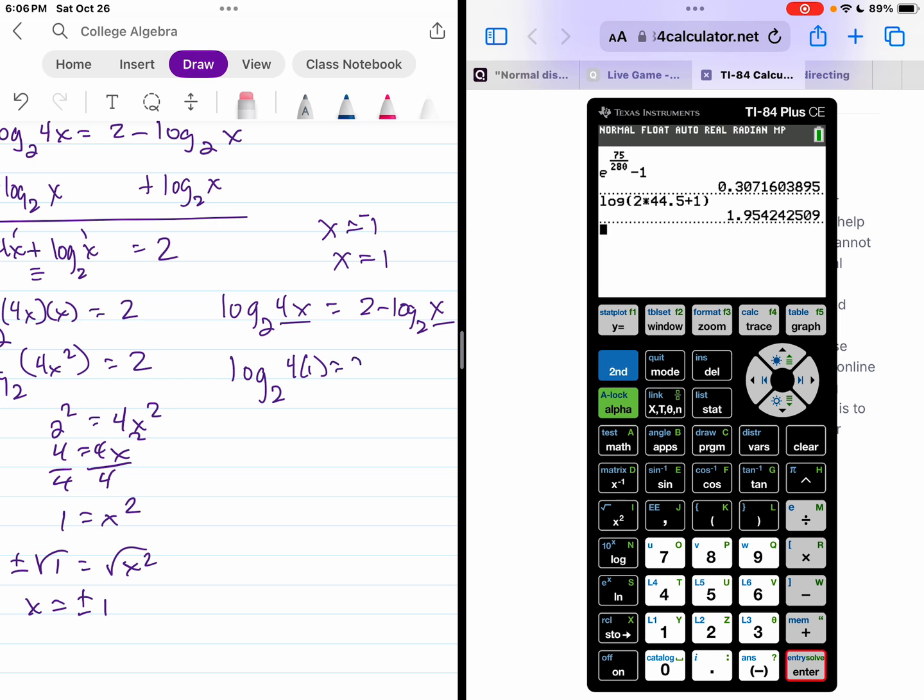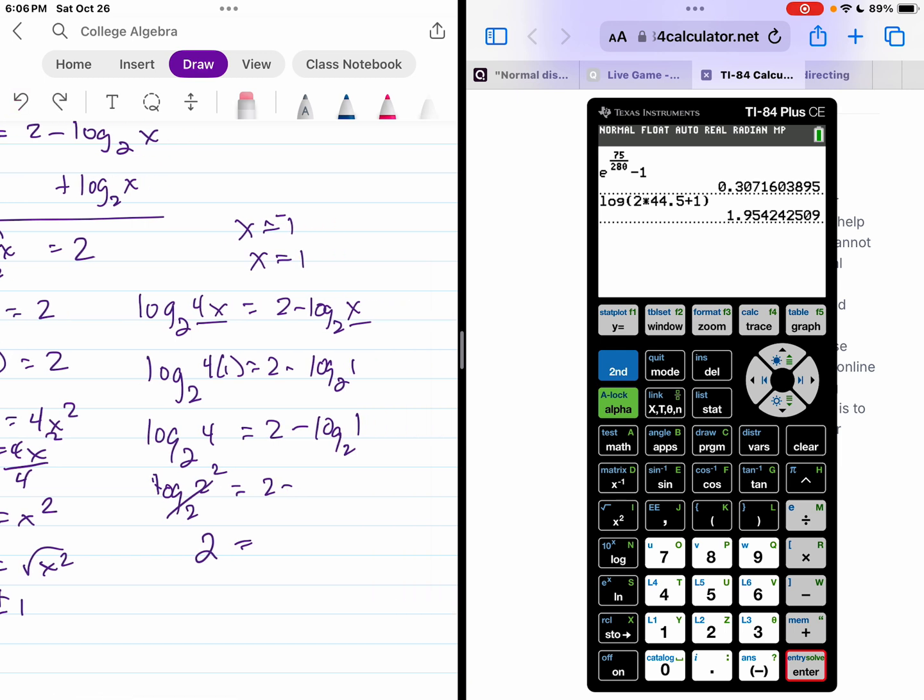4 times 1, log base 2 of 1. All right, so log base 2 of 4, does that equal 2 minus a log base 2 of 1? Well, I'm going to do this with some properties. This is log base 2 of 2 squared. Those cancel. I just get 2 on this side. I can rewrite, oh, sorry, not an equal sign there. I can rewrite log base 2 of 1 as the log base 2 of 2 to the 0 power. Now those cancel, and I get 2 minus 0, so 2 equals 2. So yes, x equal 1 is the solution.